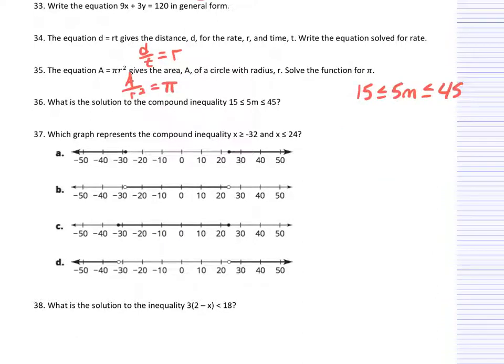Number 36, what is the solution for this compound inequality? Well, since there's two symbols, I'm going to do a double upside down t. The opposite of multiplying by 5 is dividing everything by 5. So I get 3 is less than or equal to m, which is less than or equal to 9. So there's my answer.